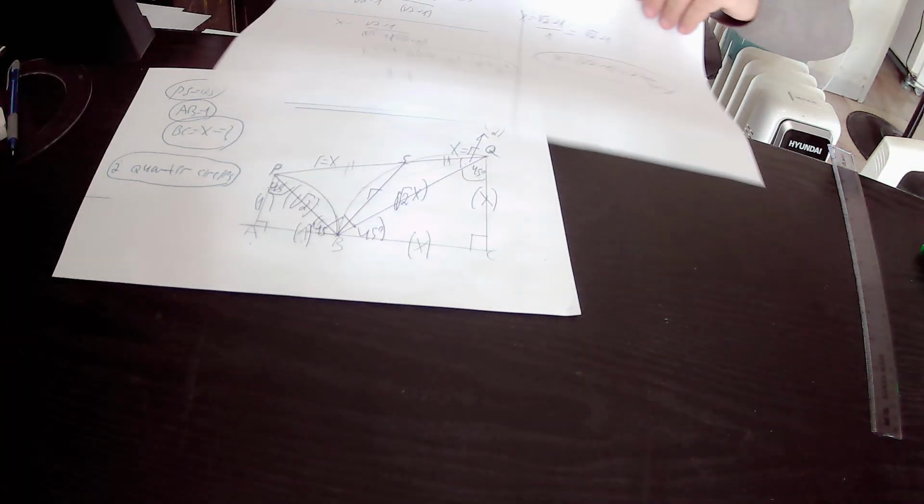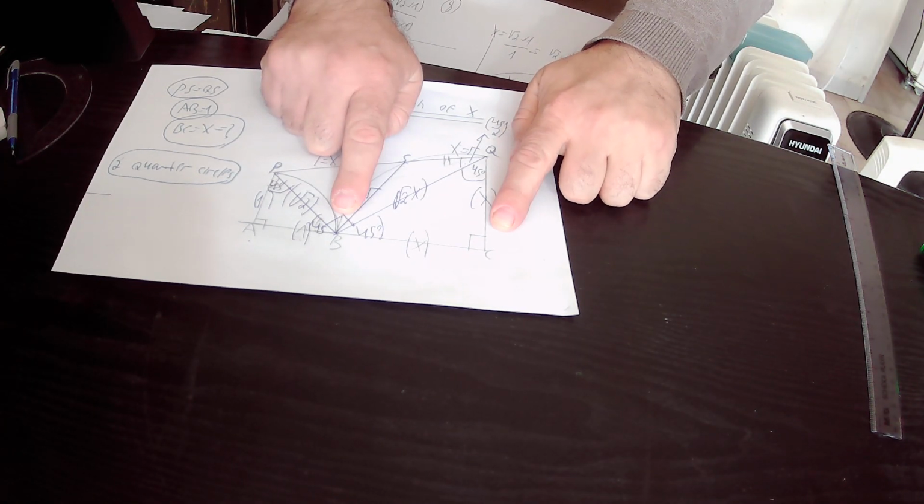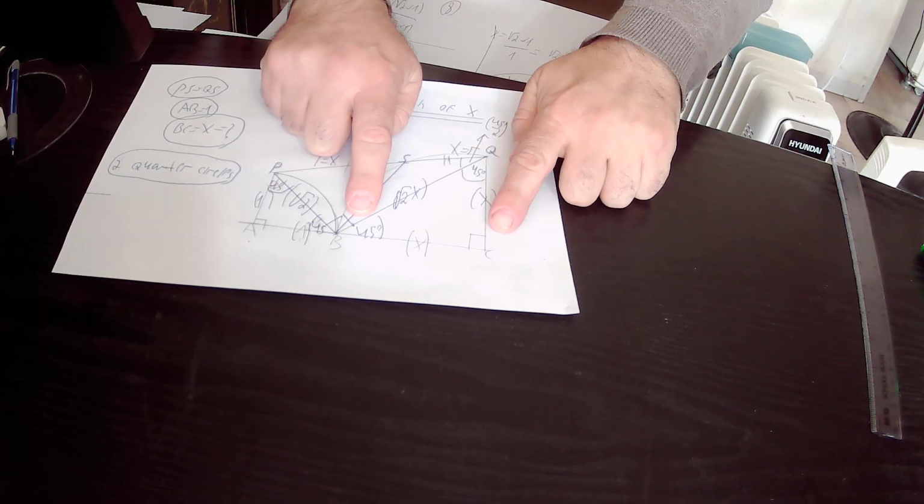I repeat again, the length of this line segment BC that is equal to x, it equals either square root of 2 plus 1 units, or in terms of numbers, BC that is equal to x equals 2.414 units. Okay, thank you very much.